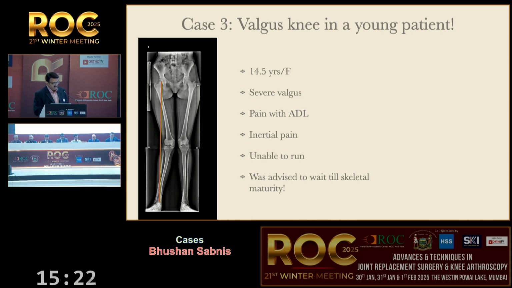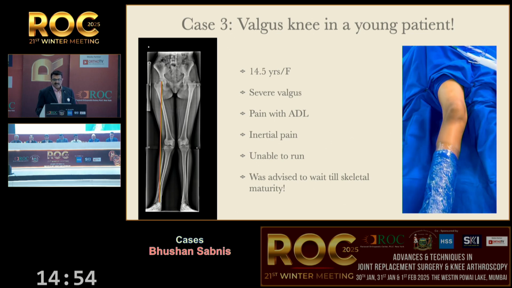So let's change gears now. This is a 14.5-year-old. The reason I'm saying 14.5 is because she's a very young girl, but she has severe valgus on the right side, as you can see, of course. Her main issue is inertial pain and pain with activities of daily living. She's unable to run and is getting depressed now because everyone in the school is able to do a lot of activities. And for some reason, someone had told her to wait till skeletal maturity. So that's how she presented to me with a leg.